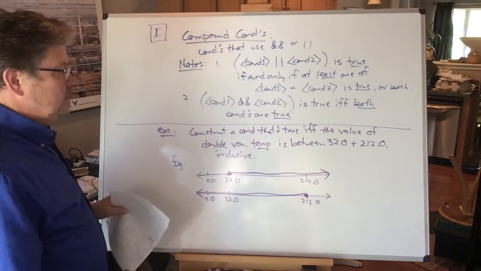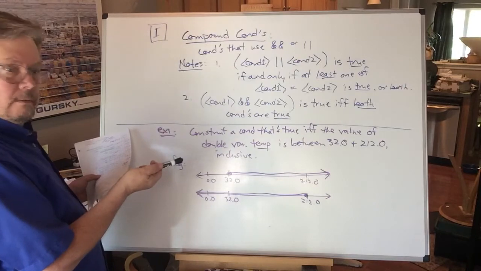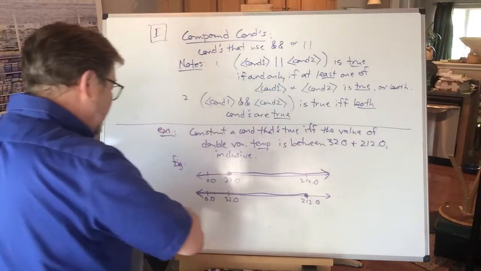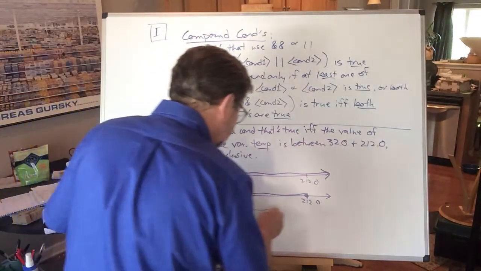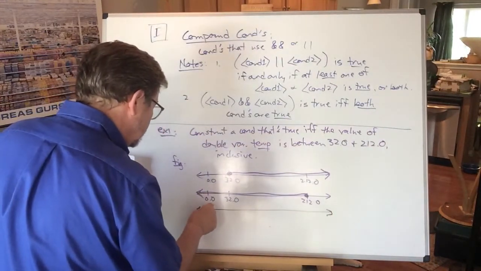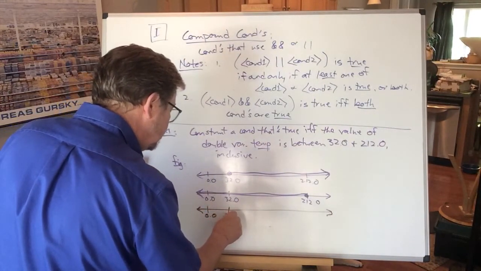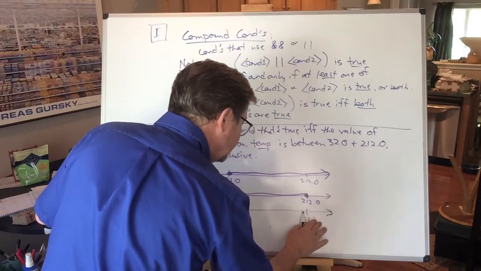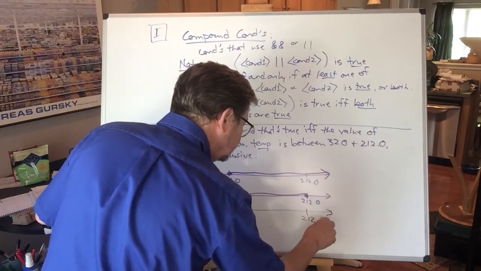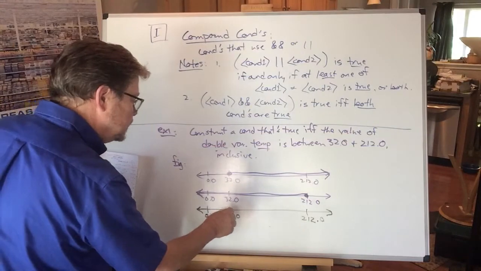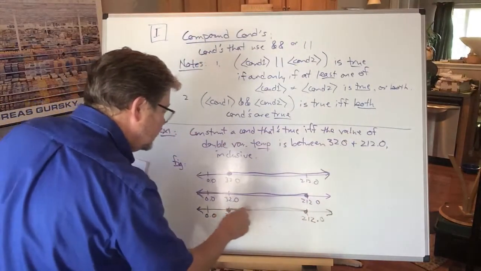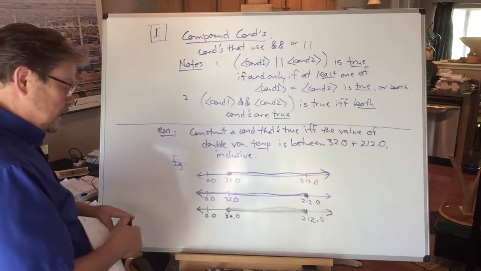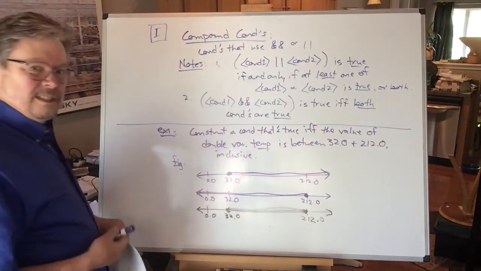Try to get some of those out of the way. Between 32 and 212. Because this one is only 32 or greater, this one is only 212 or less. So what I want is a marker that works. That's one thing I want. 0.0, 32.0, 212.0. There. What I want is something that is between. So here's what they have in common. I want a condition that tests for that, to see if it is there on the number line. It's between those two endpoints.